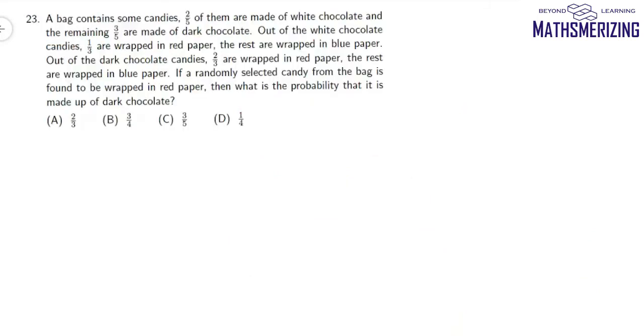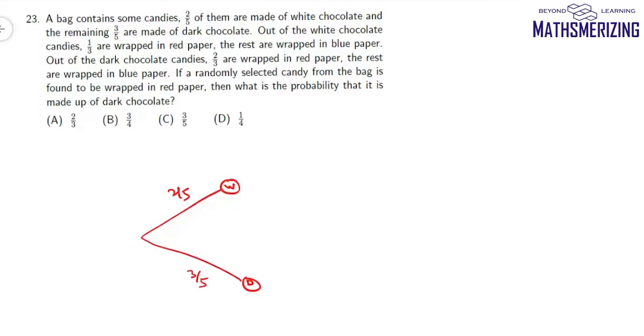Now question number 23, it's a Bayes theorem question. It says a bag contains some candies. 2/5 of them are made of white chocolate and 3/5 are made from dark chocolate. So we have two kinds of chocolates. So some of them are white and some of them are dark. So the probability that we get a white chocolate is 2 by 5, and the probability of getting a dark chocolate is simply 3 by 5.